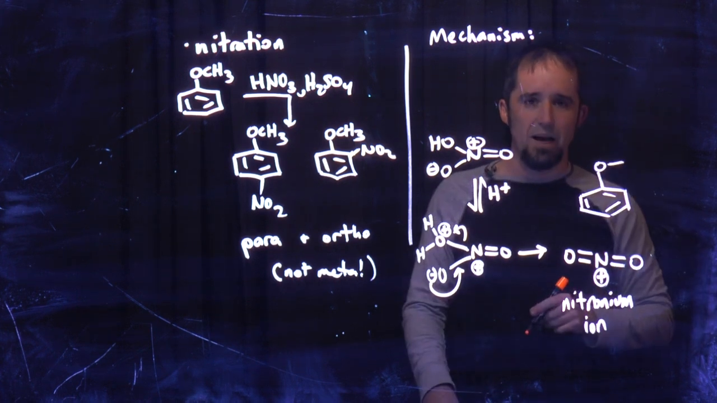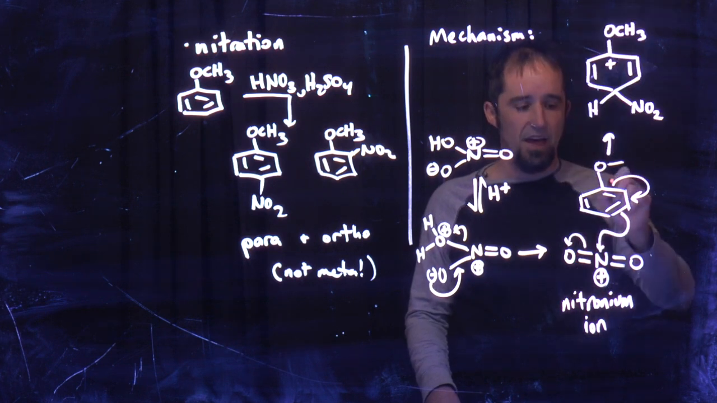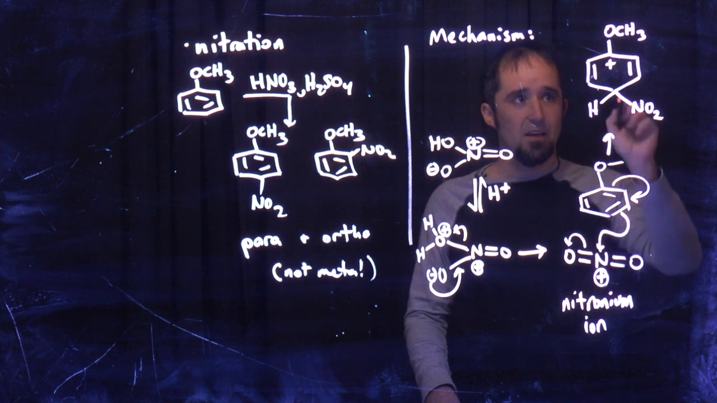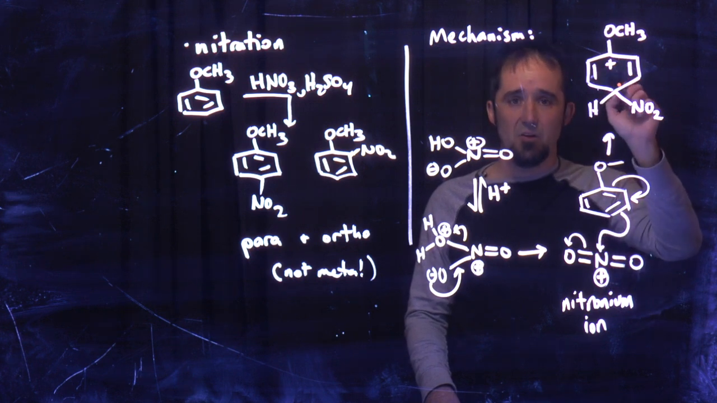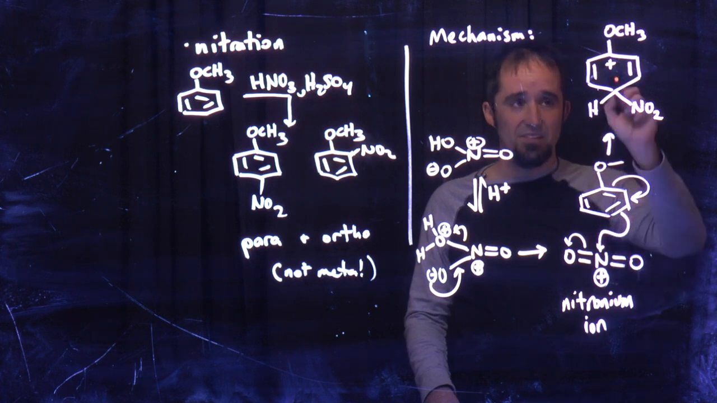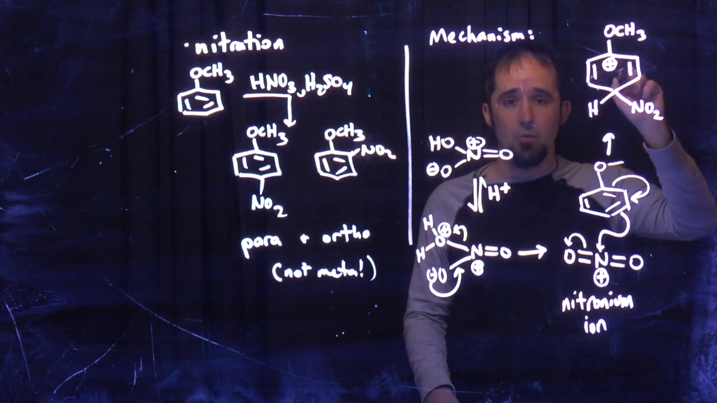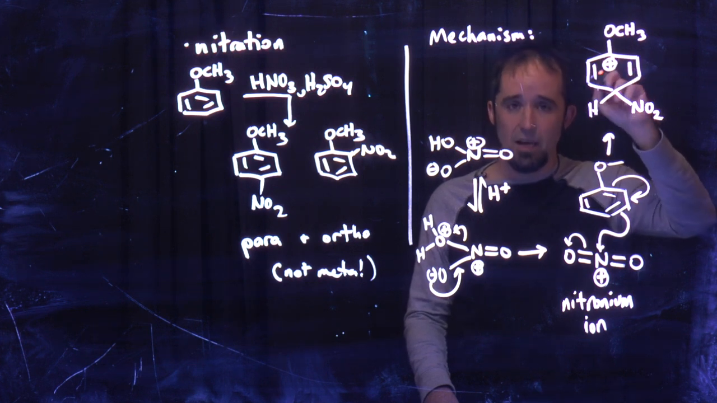This nitronium ion is now attacked by my nucleophile. That nucleophilic attack gives me this cationic intermediate. Notice there's a hydrogen on this bottom carbon that's here. I just didn't draw it. This is not aromatic anymore. But this positive charge is pretty delocalized through these 5 carbons. So this is a relatively stable carbocation.